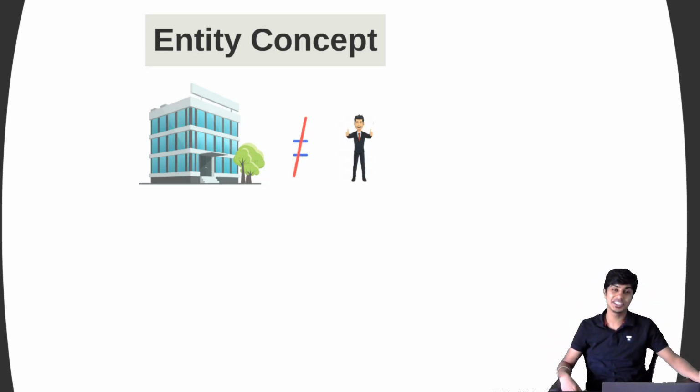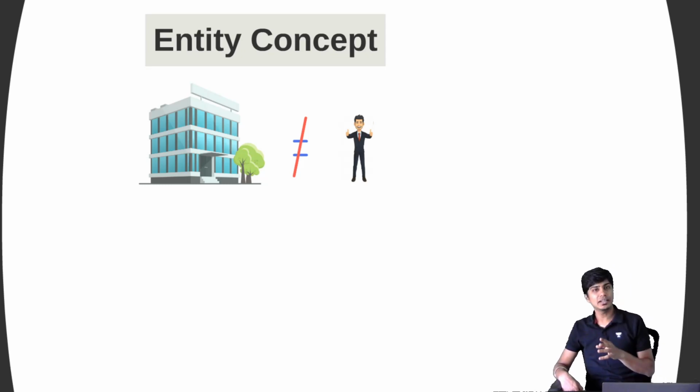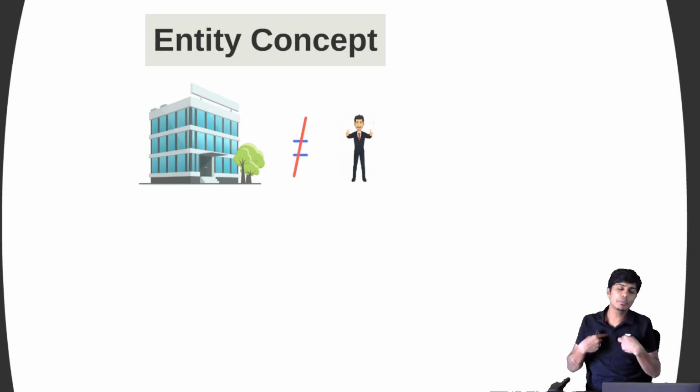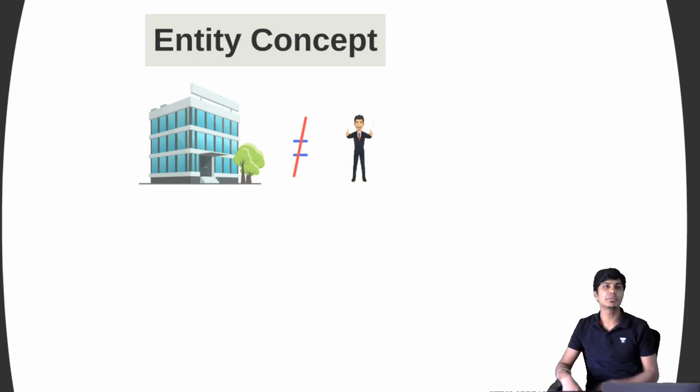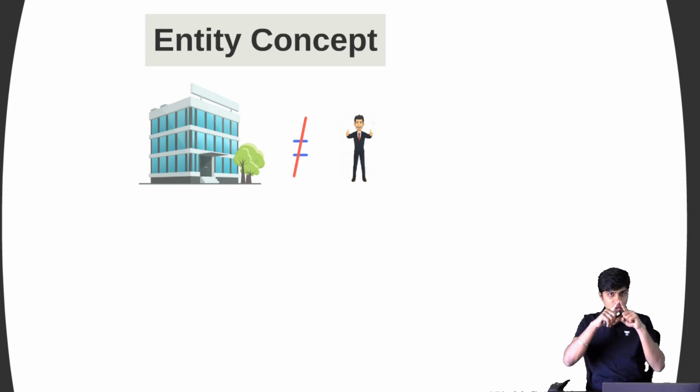They are two distinct persons. The money contributed by the proprietor to the business is what we call capital. That capital is an asset from the proprietor's perspective, but the same capital is a liability from the business perspective, because they are two distinct persons and they are not the same. If they were the same, they would see the same thing the same way. Because they are two different persons, they see the same thing differently.